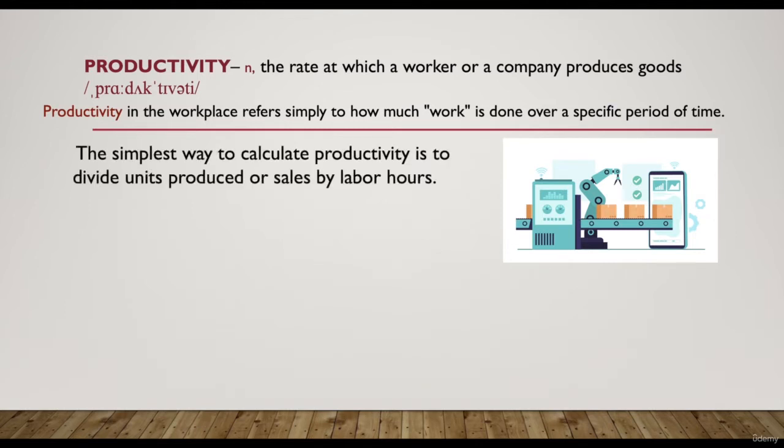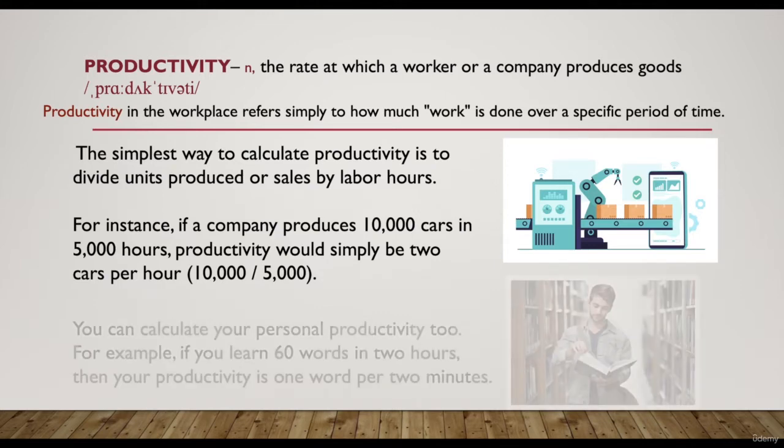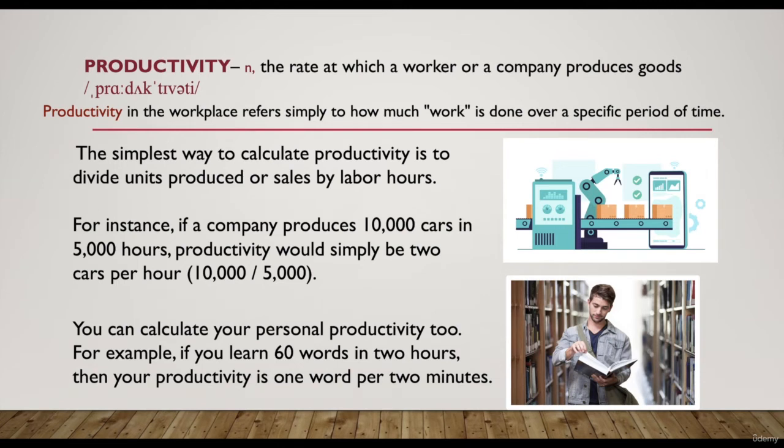The simplest way to calculate productivity is to divide units produced or sales by labor hours. For instance, if a company produces 10,000 cars in 5,000 hours, productivity would simply be 2 cars per hour because 10,000 divided by 5,000 equals 2. You can calculate your personal productivity too. For example, if you learn 60 words in 2 hours, then your productivity is 1 word per 2 minutes.